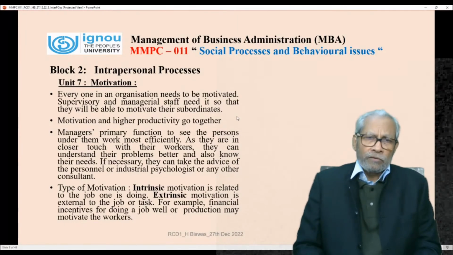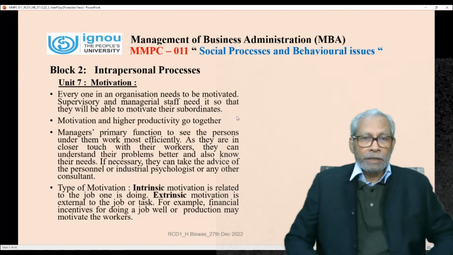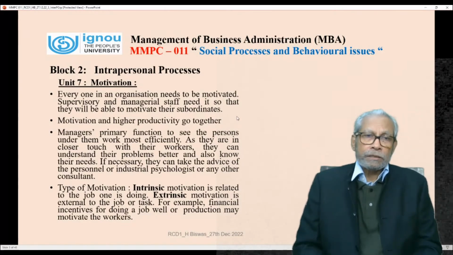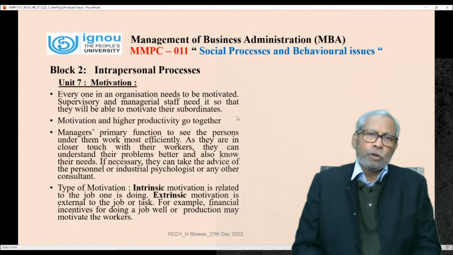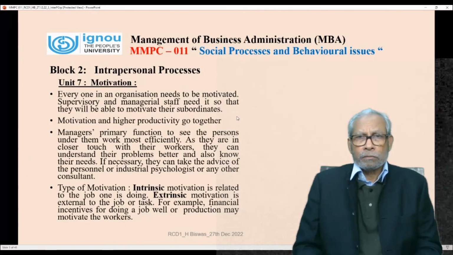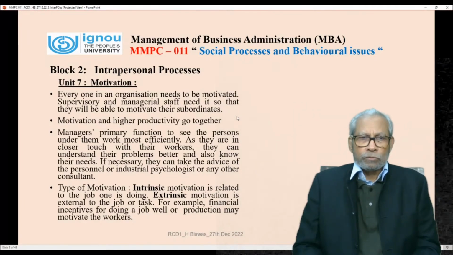Managers' primary function is to see that the persons under them work most efficiently. As they are in closer touch with their workers, they can understand their problems better and also know their needs. So if necessary, they can take the advice of a personnel or industrial psychologist or any other consultant. Some multinational companies have appointed psychologists so that they can interact with the employees and give feedback to the management. So that way they have to appoint some consultants also, to get the correct feedback.